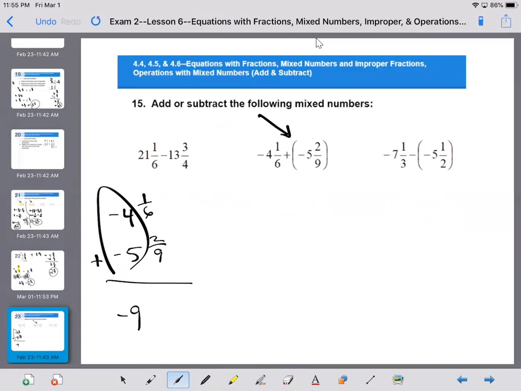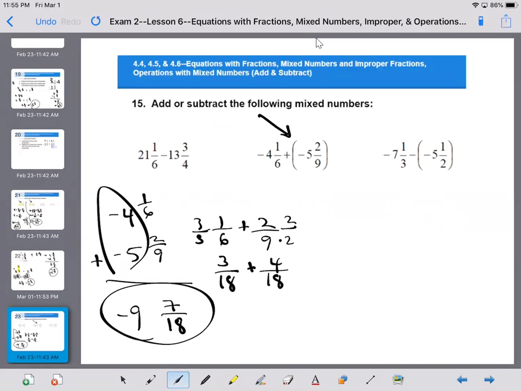So then what's 1/6 and 2/9? So that would be 1/18. So this would be 3/18 plus 4/18, which would be 7/18. So -9 and 7/18. Now, where it gets a little tricky and you got to be careful is when you see your signs that are subtract and negative. When you see the subtract and negative, you know that it's going to become a positive.